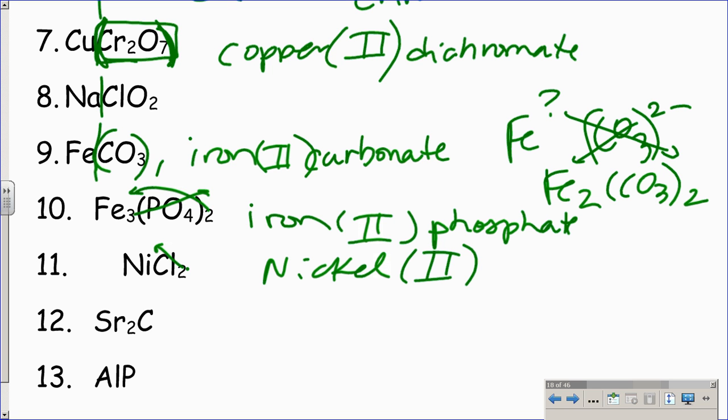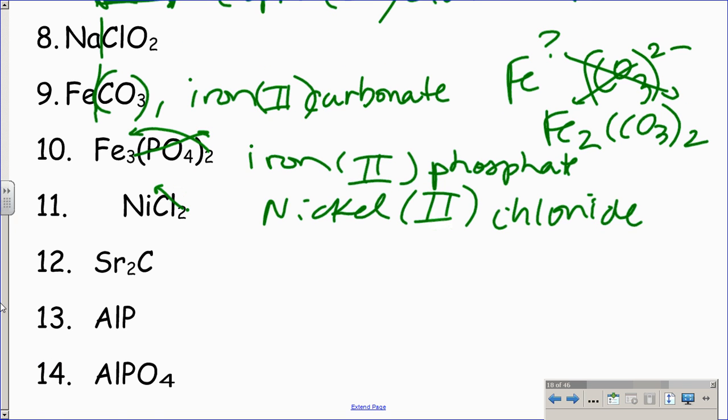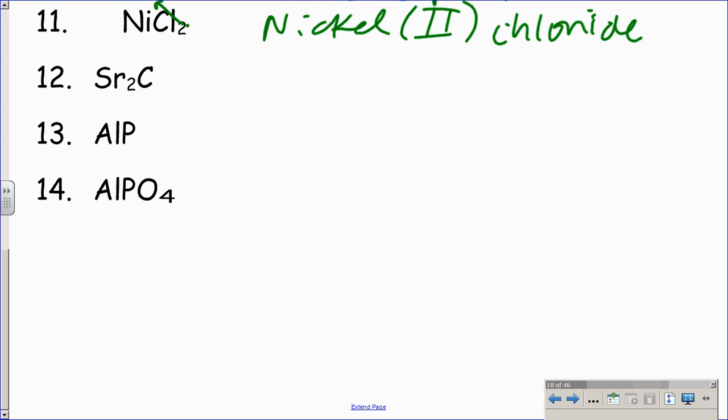I got you. Silver's always a 1. You don't have to tell me. I know that. And then cadmium's always a 2. You don't have to write that because there's no other options for it. So it's nickel 2 chloride. Now don't go crazy putting Roman numerals on everything. It's only for transition metals. So let's bounce back to a simpler version. Let's go to number 13.